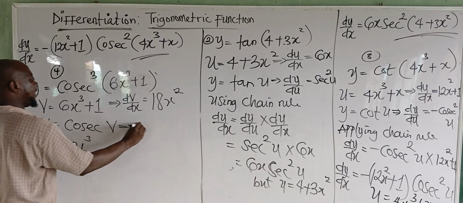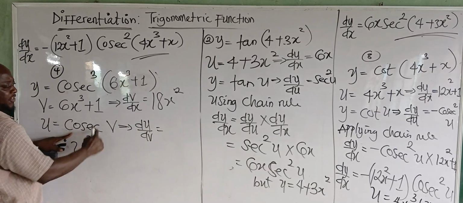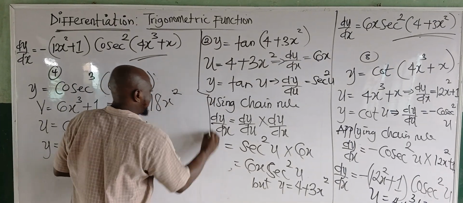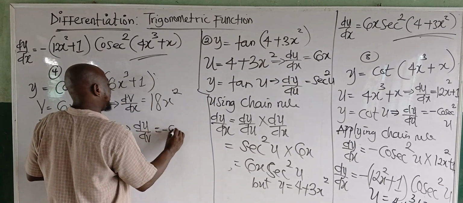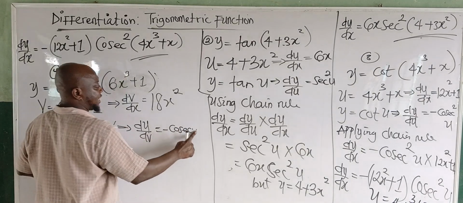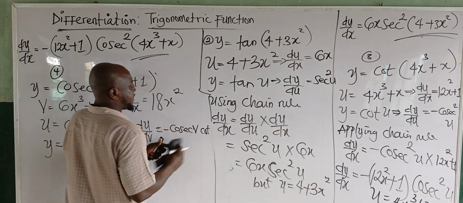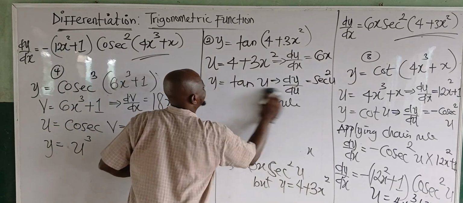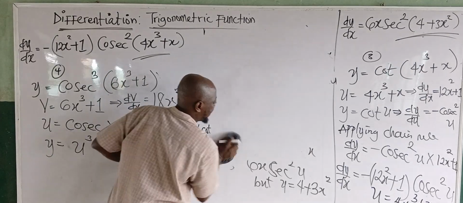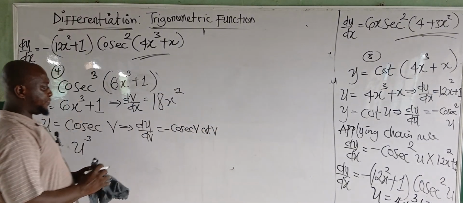So what do I know going forward? This is du and the v here. So do this one. If you differentiate this, what do we say we are going to have? Very important. Look at this, guys. We are having minus cosec v cot v. Very, very important to learn these steps. So here becomes cot v.